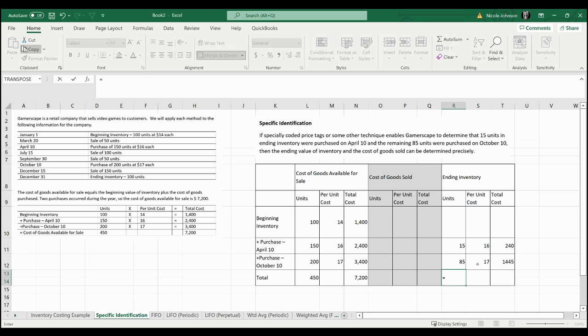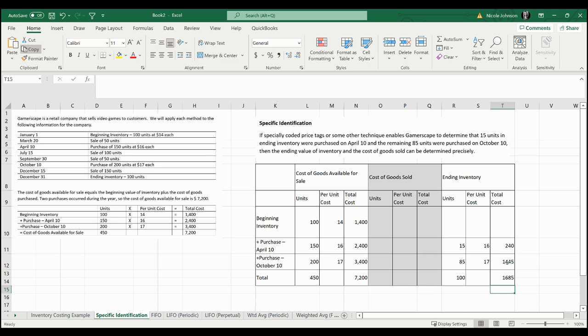So down here in our ending units, we're going to have the sum of all of these different sections, which is 100 units. And we're going to do the same thing here. We're going to take from the beginning inventory all the way down to the purchase. And so our total ending inventory is 1,685.